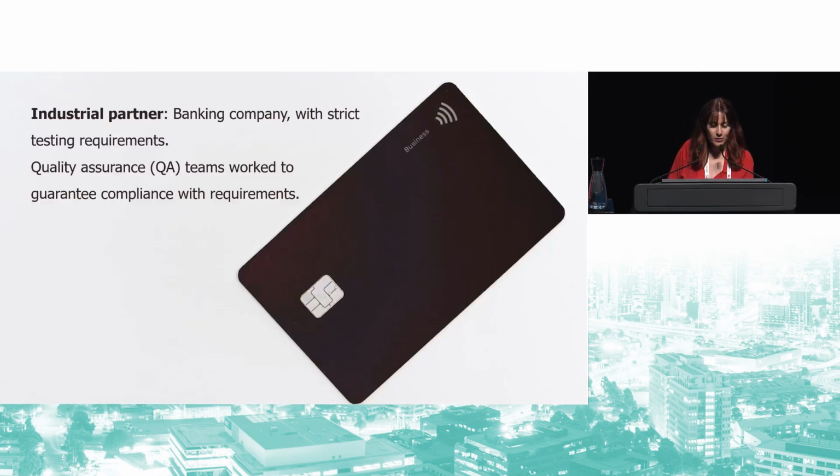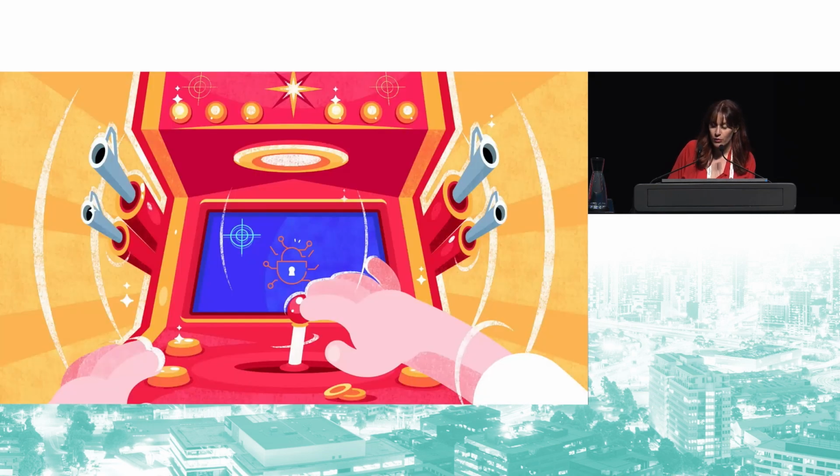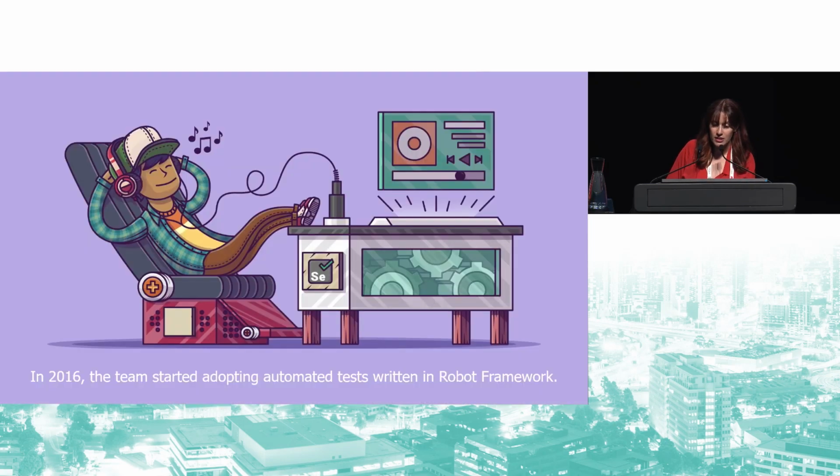So this study was done with our industrial partner, BGL BNP Paribas. It's one of the largest banks, I think, in the globe. And of course, as a banking company, they had very strict requirements, and they invested a lot in quality assurance. For a long while, their teams were actually testing the systems manually. The tests were done on web and mobile applications most of the time. And with release cycles getting shorter, they realized they had to automate some of those scenarios. And indeed, in 2016, they started automating and moving to Robot Framework.